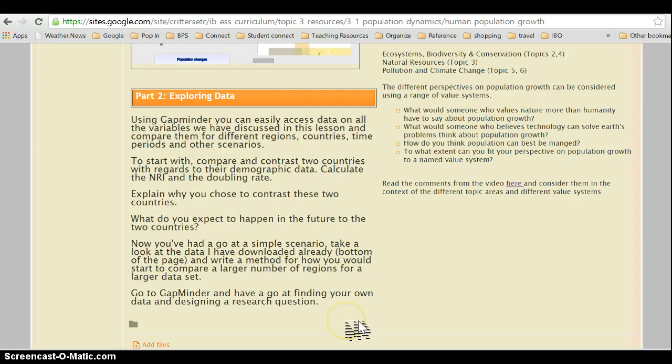Okay, and then if you finish that, you could go to Gapminder and have a go at coming up with your own research question to do with demographics.